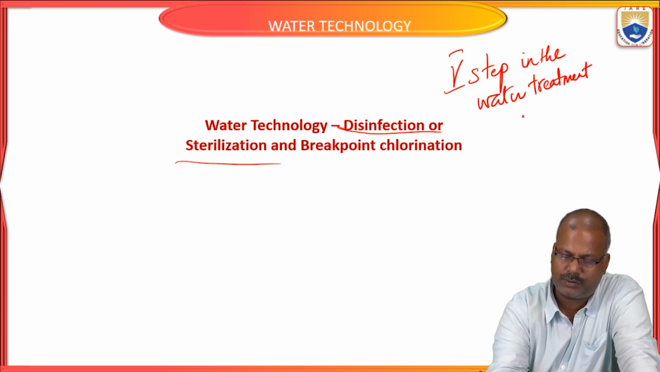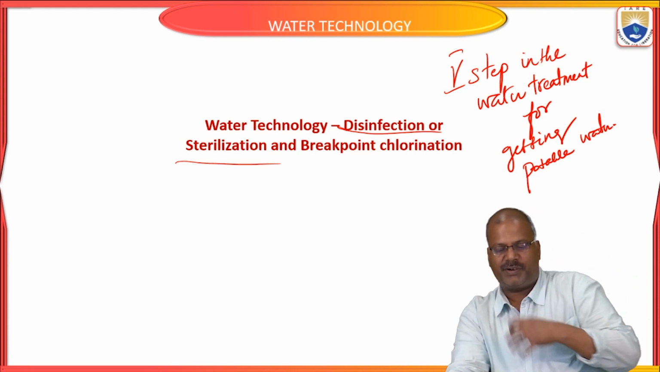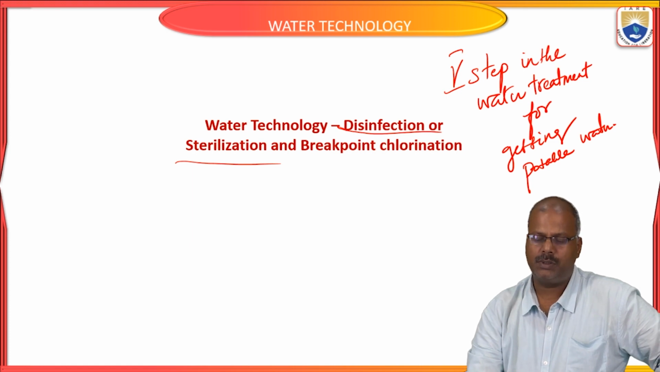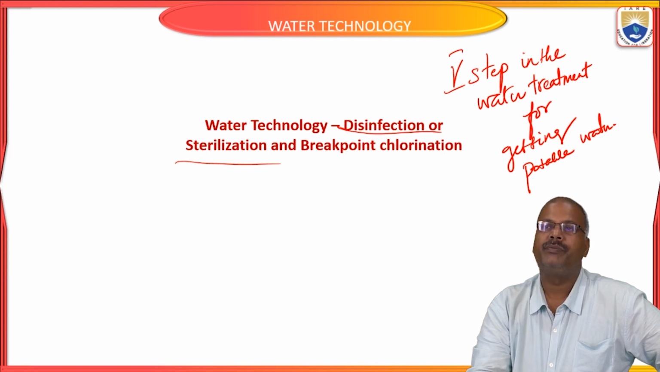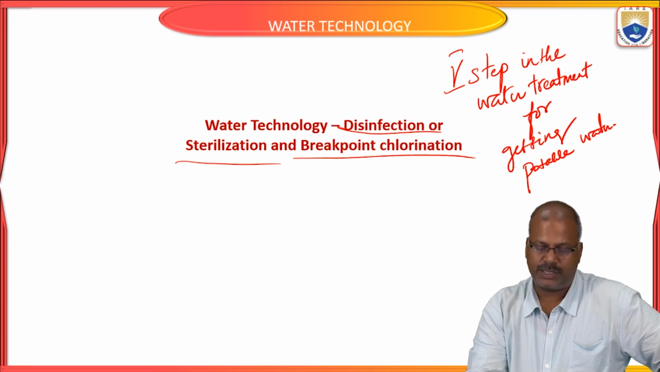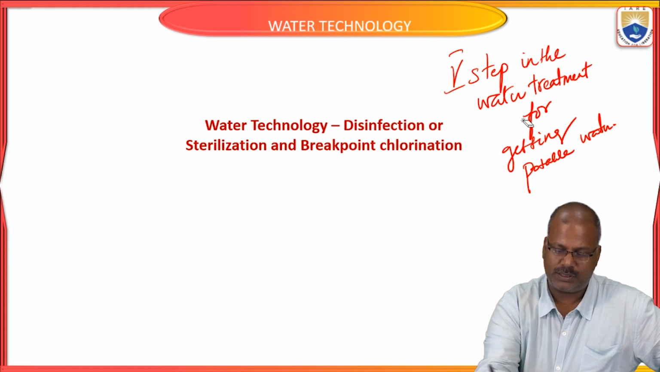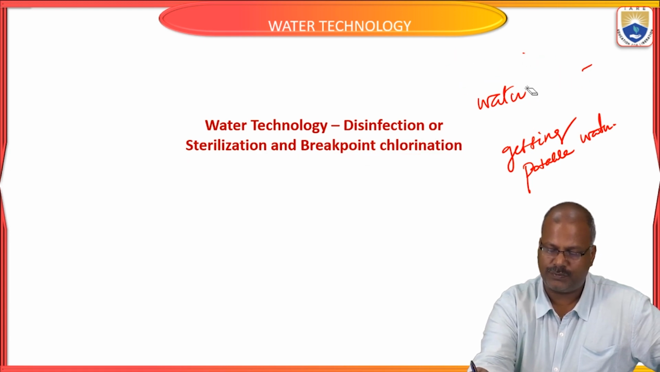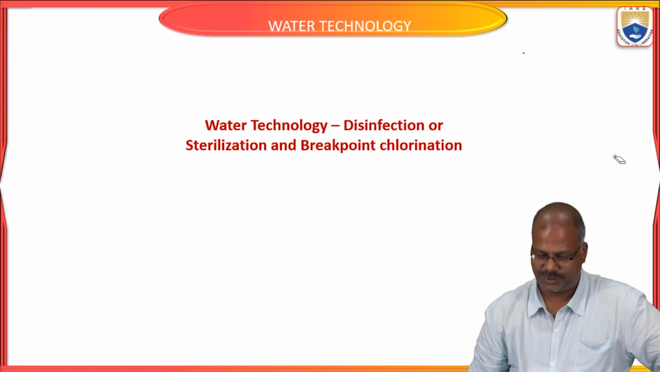Water treatment for getting potable water. So we have seen in the last class water treatment from raw water to potable water. In that, disinfection and sterilization is the last 5th step, followed by breakpoint chlorination, which is also in this sterilization or disinfection step. Okay, so just a quick recap to continue the 5th step.